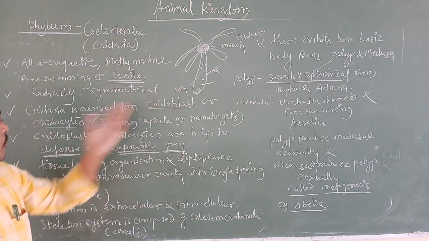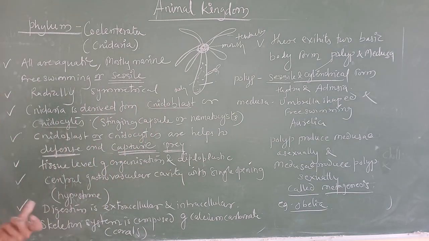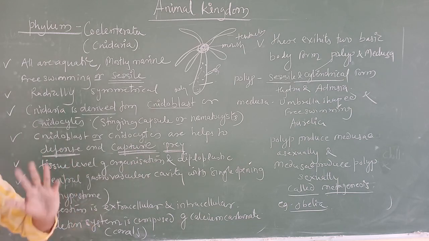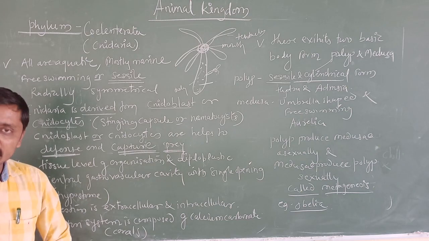Cnidoblast and cnidocyst come under which phylum? These come under the Coelenterata or Cnidaria. And what is the function of cnidoblast, or we are going to call it a cnidocyst? That is helpful for defense and capturing prey. This is very important. There could be a one-mark question, or a CET or NEET question could be asked.